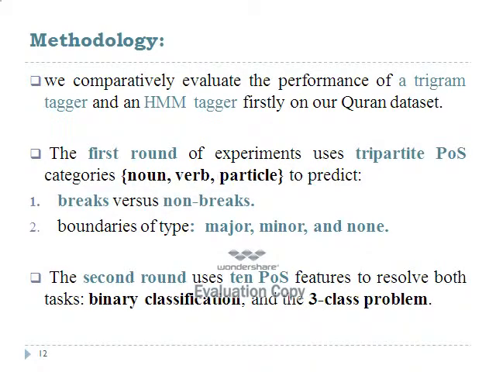Methodology. To address the research question, we comparatively evaluate the performance of a trigram tagger and an HMM tagger, firstly on our Quran dataset. The first round of experiments used tripartite part of speech categories, noun, verb, and particle, to predict breaks versus non-breaks, and boundary types major, minor, and none. The second round uses 10 part of speech features to resolve the binary classification and the 3-class problem.